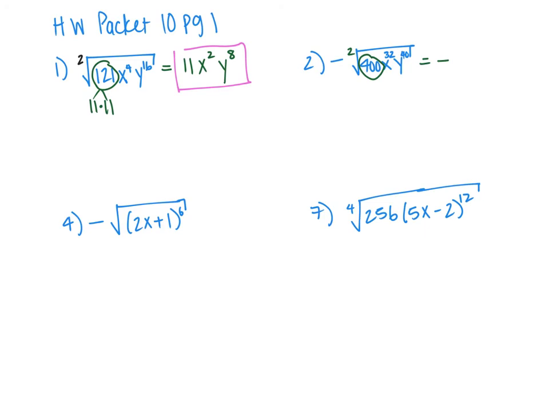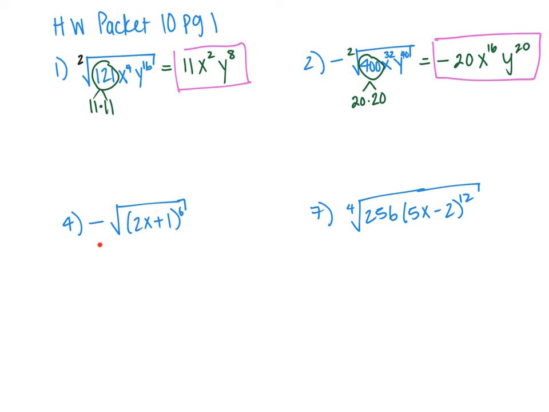So if you do that in the calculator or you just do this by hand, turns out 20 times 20 will give you 400. So the square root of 400 is 20. And then this x is raised to the 32 power, so 32 divided by 2 is 16. And then y is raised to the 40 power, so 40 divided by 2 is 20. And so then from here, this is my final answer because I have taken the root of everything that's inside.